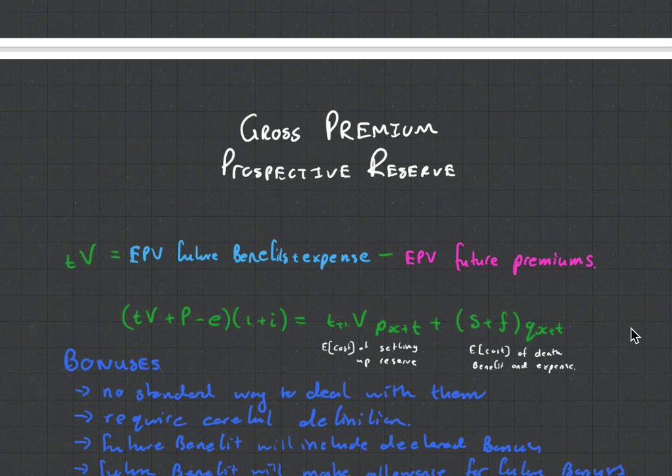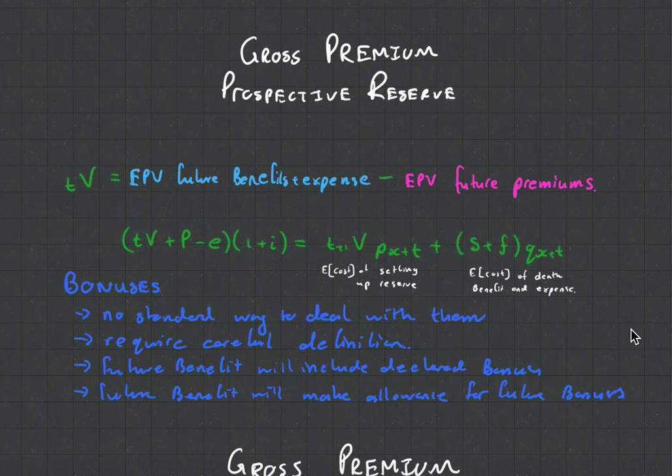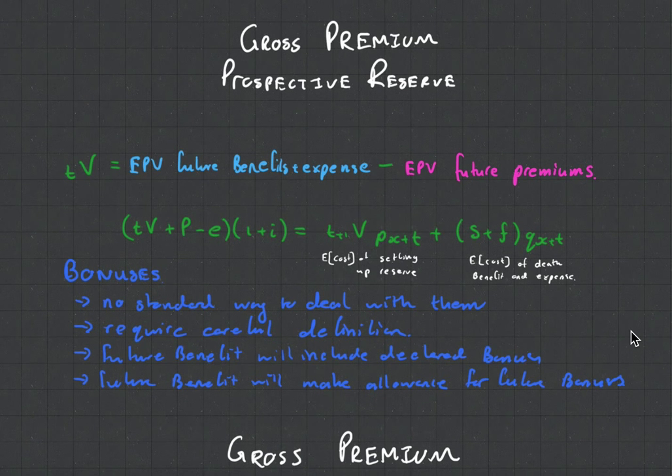So, gross premium prospective reserves. And this, in a sense, again, it's very much like the net premium prospective reserves, but this time we have added in expenses and we've actually added in bonuses. But the interesting thing is that we can see here that there's no standard way to deal with bonuses. So they do require careful definition, and it's not very much a mathematical ability to determine how to do it, but more you have to use your judgment with the bonuses.